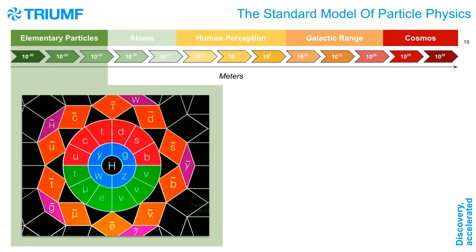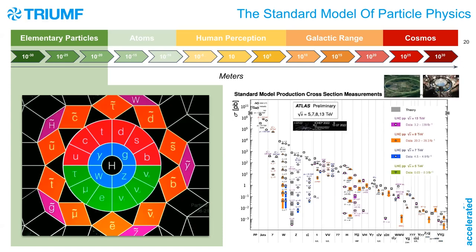We can model how they exchange energy with each other and how they form the matter that we do extremely precisely. If we want to get technical for a moment, I'm sorry if I'm losing a few of you, we can look at some of the results from the LHC. This is the Large Hadron Collider, one of the biggest experiments on the planet. This is a result from the ATLAS detector that a lot of my colleagues here at TRIUMF work on.